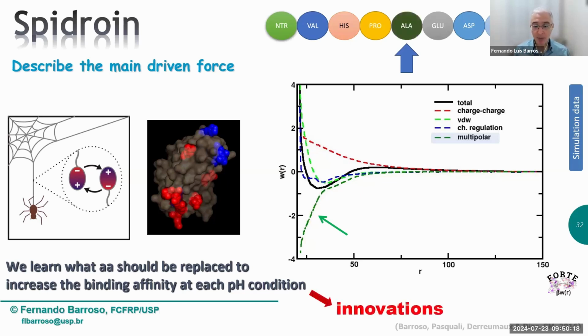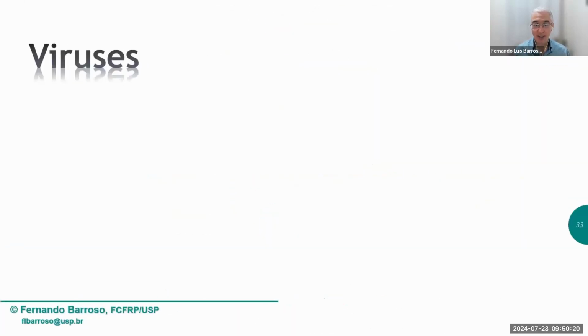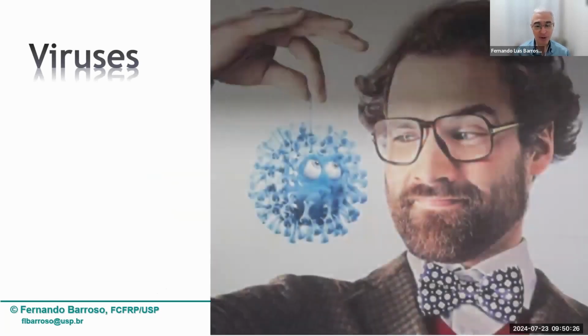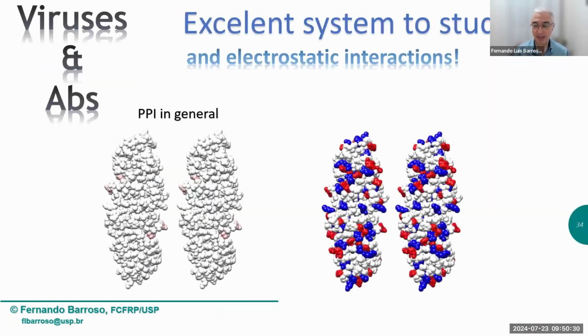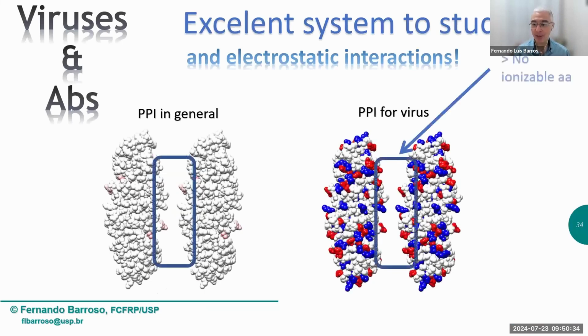My time is probably close to the end. So I was very optimistic that I could talk to you about virus, but I'm just going to flash one thing that was very nice in terms of virus, which is that their protein-protein interface is richer in terms of titratable groups. So this is why they are very appealing for electrostatic interactions, and also for this kind of modeling.